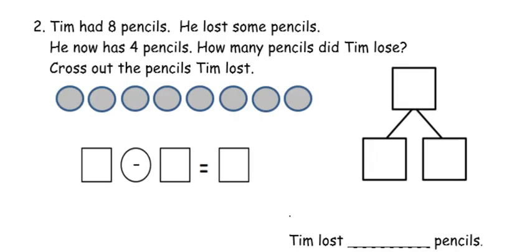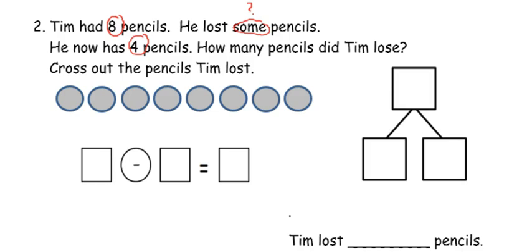In this one, it says Tim has 8 pencils. He lost some pencils. He now has 4 pencils. How many pencils did Tim lose? So again, we know the number of pencils that Tim had at the start. He lost some pencils, which we don't know how many that is, but we do know he had 4 pencils left after he lost some of his pencils.